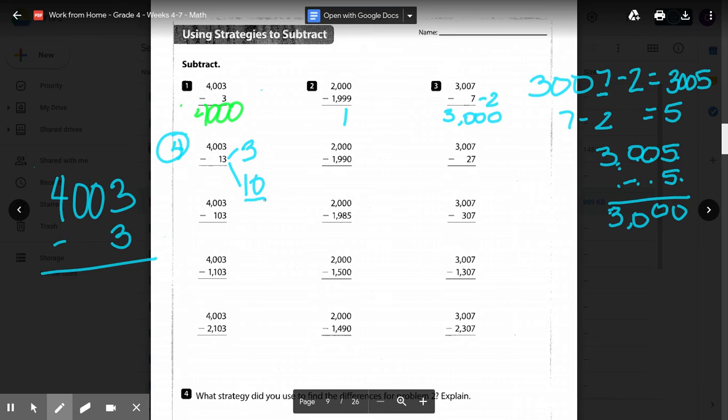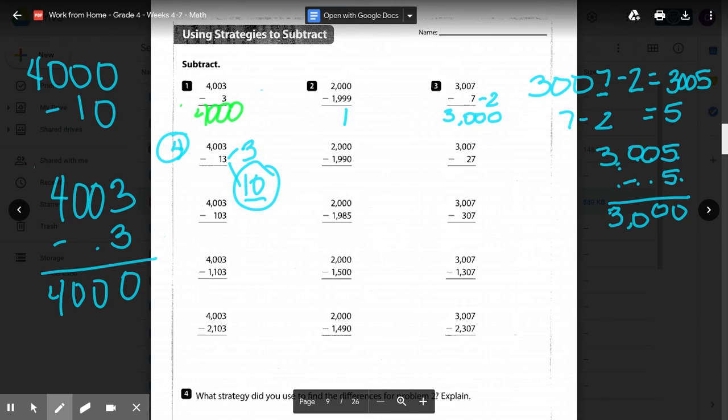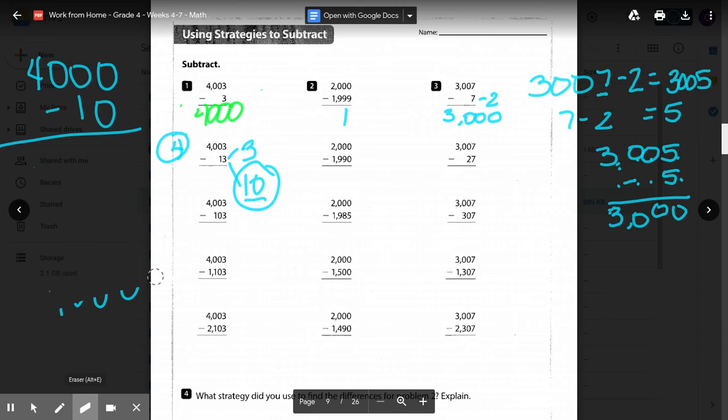So 3 minus 3 is 0. 0 minus 0 is 0. 0 minus 0 is also 0. And 4 minus 0 is 4. So I have 4,000, but I can't forget that I have to do something with this 10. So now I'm going to take 10 away from 4,000. We can use the standard algorithm and borrow, which is what I'm going to show you. And I'm going to erase this underneath so we have a little bit more room. But 4,000 minus 10. So let's try it.